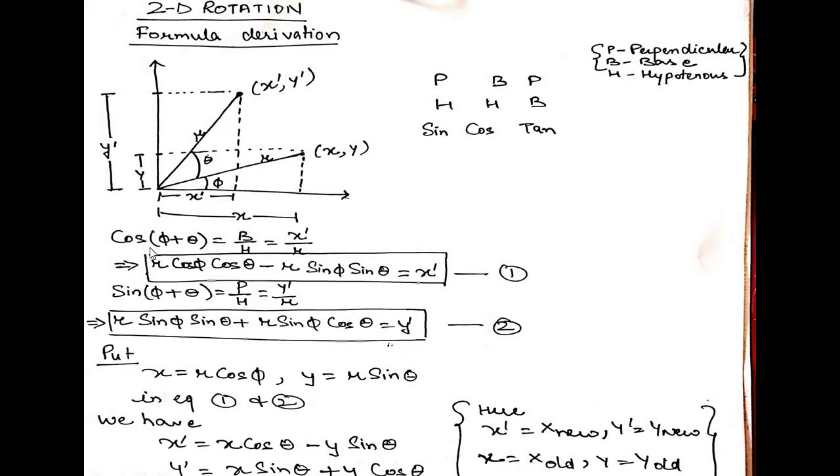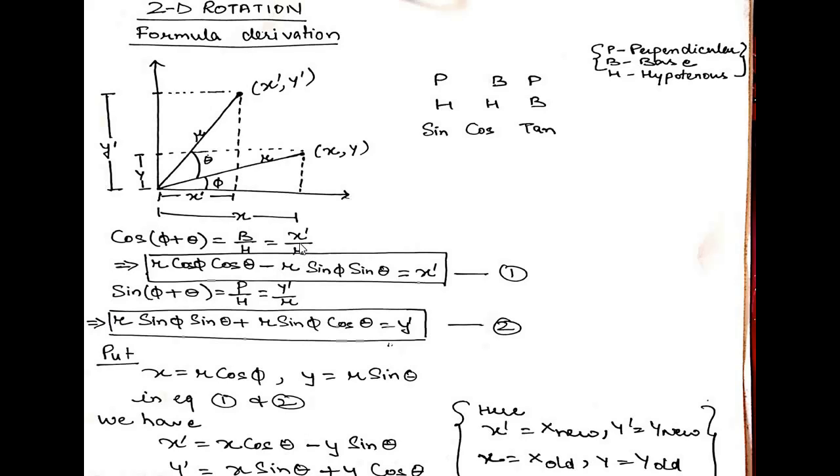Then you will take cos of phi plus theta is equal to base upon hypotenuse. From this, cos is equal to base upon hypotenuse. Here base is this horizontal line, this x dash. Hypotenuse is the line opposite to the 90-degree angle, this one. Base is your x bar, that is x dash, or we can represent it as x new, and hypotenuse is your r, this radius r.